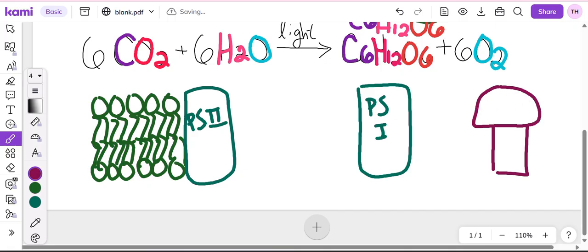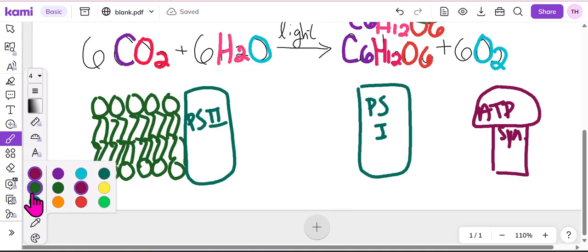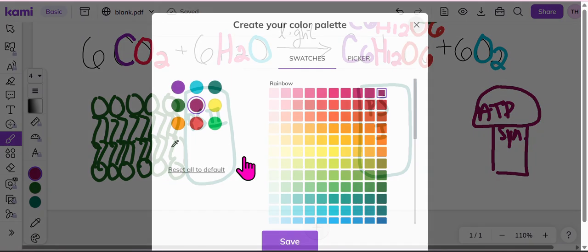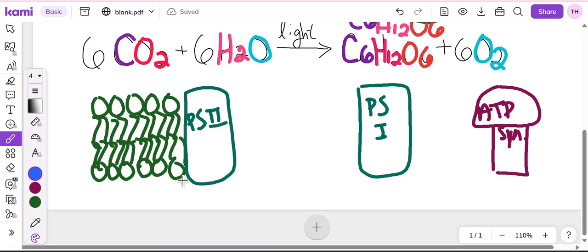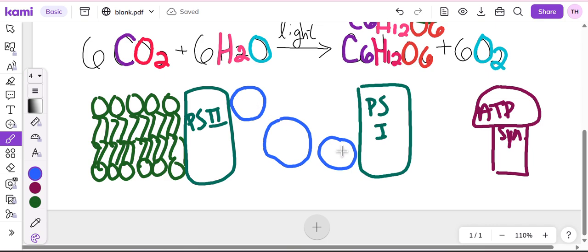So this is ATP synthase. All right. Now, in between photosystem 2 and photosystem 1, there are going to be 3 blue blobs. These are part of the electron transport chain, and then we're going to actually get a couple more blobs here.